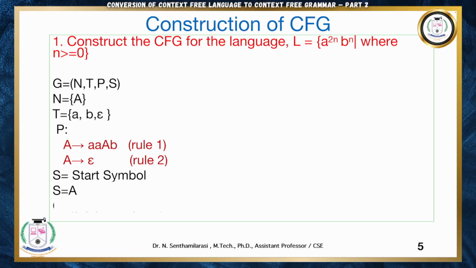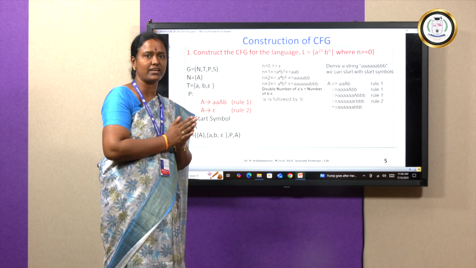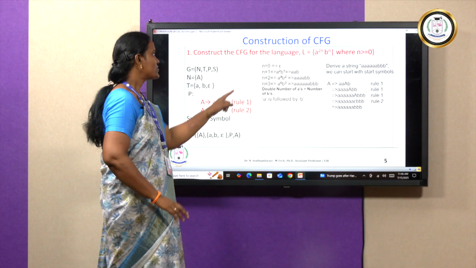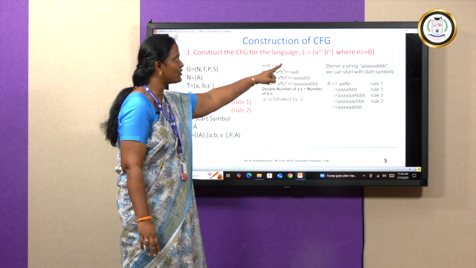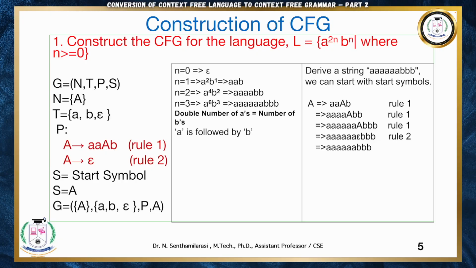So the first problem is: construct the CFG for the language L equal to a power 2n b power n where n greater than or equal to 0. So this is the question. For this, since n is greater than or equal to 0, we need to find for n equal to 0. If we substitute n equal to 0 in a power 2n b power n, it will be a power 0 b power 0, which is nothing but epsilon. For n equal to 1, substituting 1 in place of n, it will be a power 2 b power 1, which is nothing but AAB.